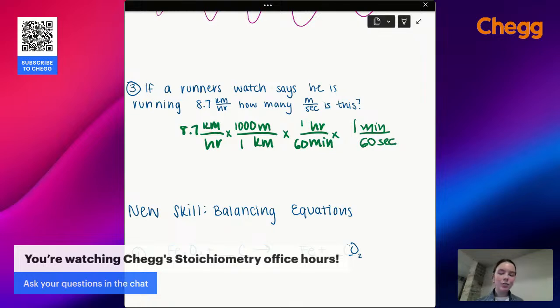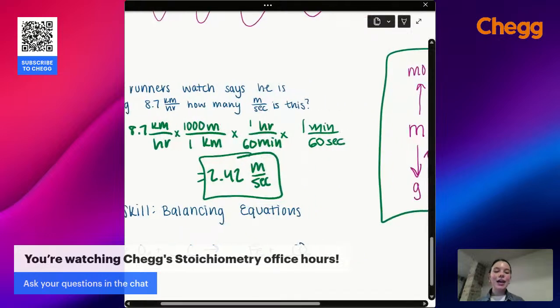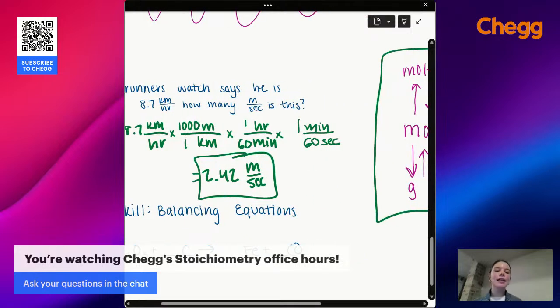I'm going to give y'all about 20 seconds to put that in your calculator. And if you got 2.42 meters per second, you are absolutely correct. Great job, guys. Okay, we have a question from Allison on TikTok.